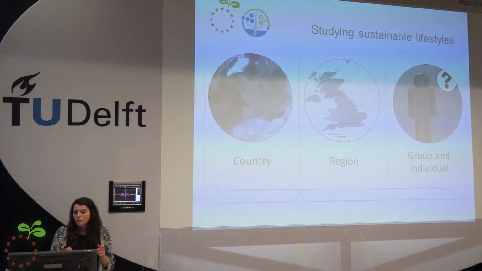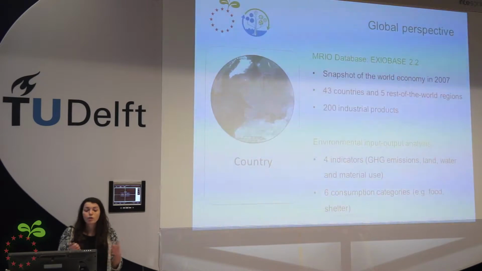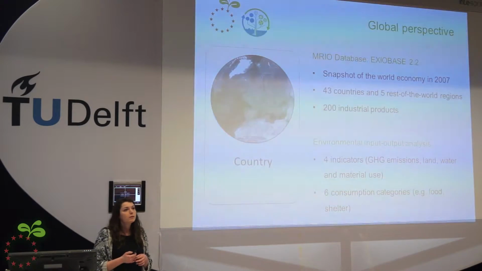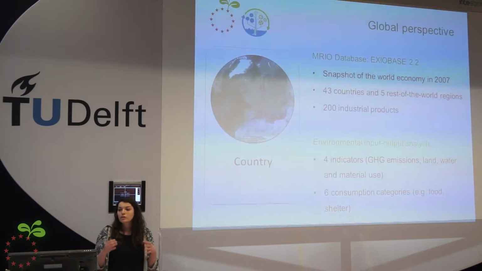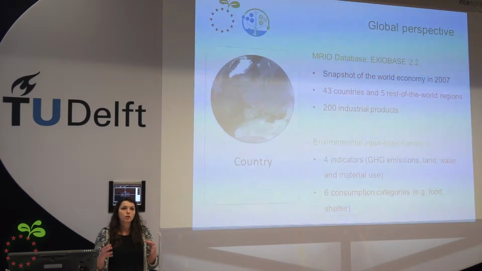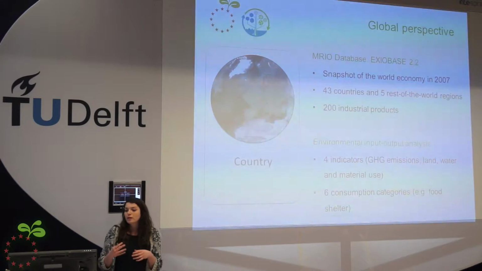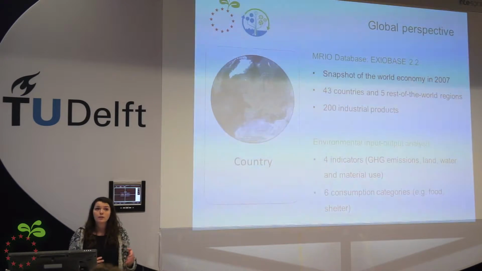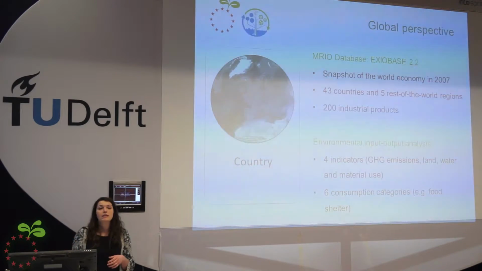So we started off with the country analysis, cross-country analysis, and we basically carried out what is called an environmental input-output analysis. And for that, we used a global database that had information on the economic transactions within the global economy, that had information on trade flows and production recipes across different products and across different countries. And this database is called Exiobase.